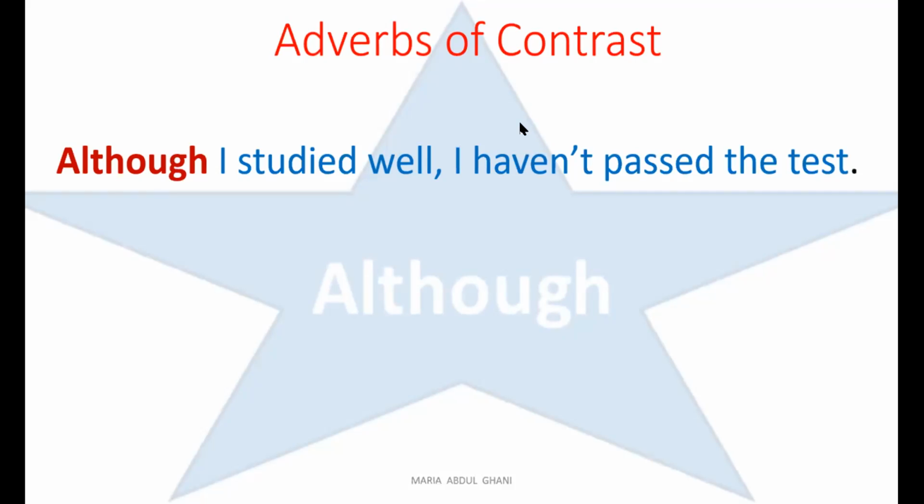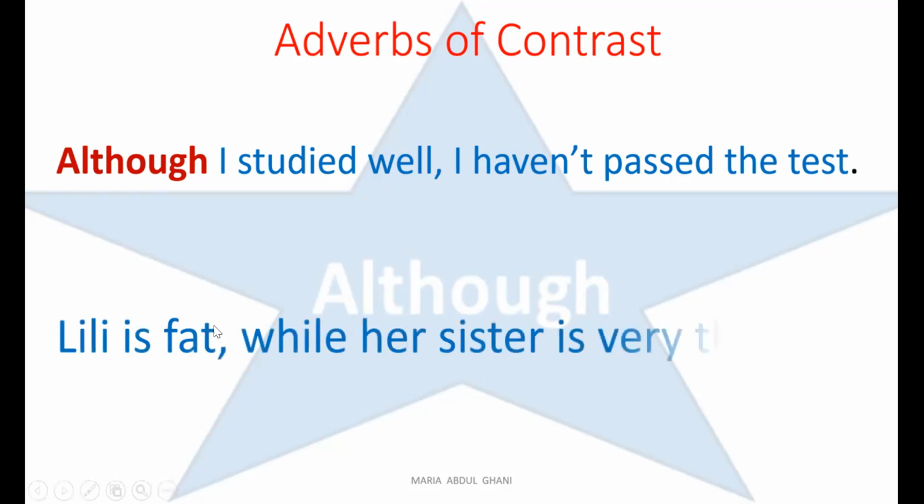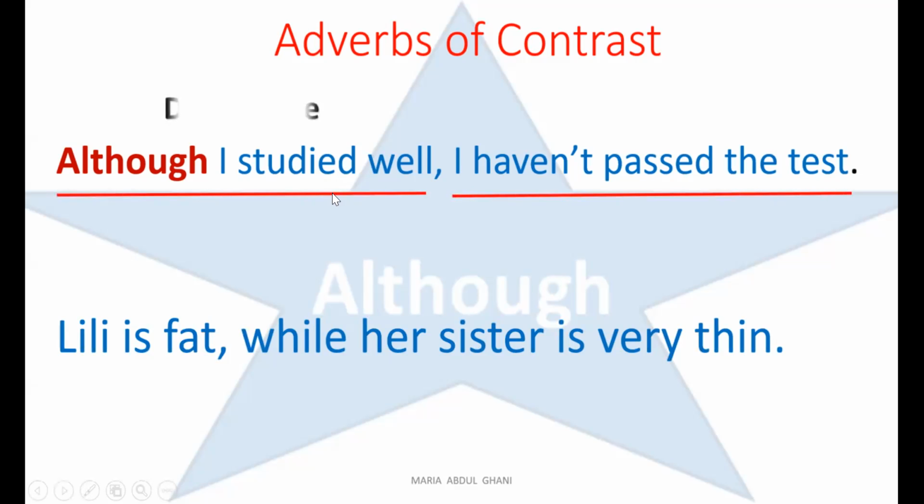Students, the dependent clause. Okay, I haven't passed the test, independent clause. Very good. Okay, here: Lily is fat while her sister is very thin. Tell me, dependent and independent. Continue, Layan talking. Lily is fat, independent clause. Yes, while her sister is very thin, dependent clause. Very good.